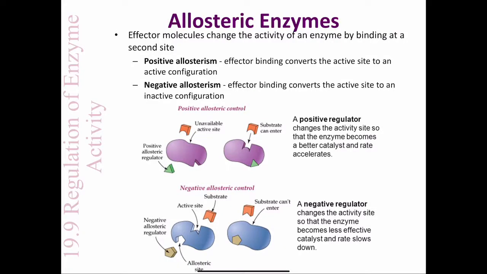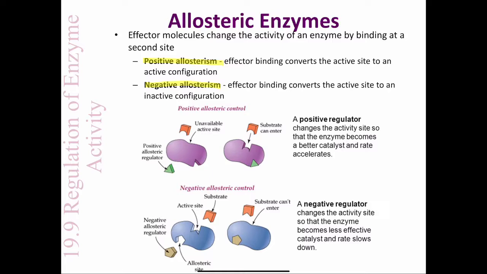One type of enzyme regulation involves enzymes that have more than a single binding site. These enzymes are called allosteric enzymes, and they have active sites that can be altered by the binding of small molecules called effector molecules. There are two types of allosterism. Positive allosterism, this is where the effector binding molecule converts the active site to an active configuration. We also have negative allosterism, and this is where the effector binding molecule converts the active site to an inactive configuration.